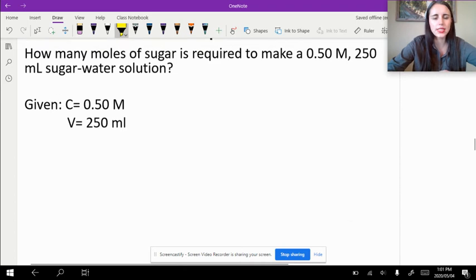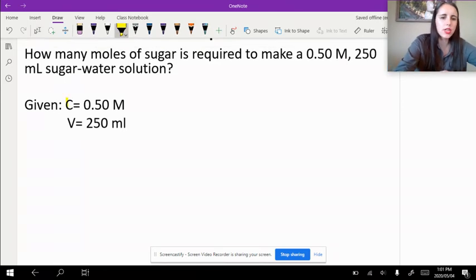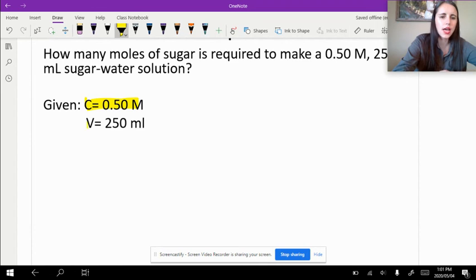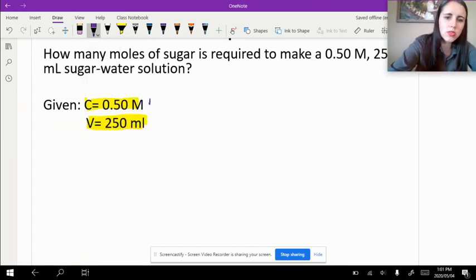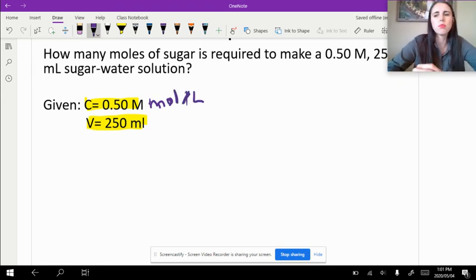So let's start by writing down what we're given. We were given concentration, and we were given volume. The first thing that you should notice here is that your volume is actually in milliliters. This is typical, but again, we want to make sure that we're using liters, because this unit here is in moles per liter. So since it's in moles per liter, that means that this here also has to be in liters.